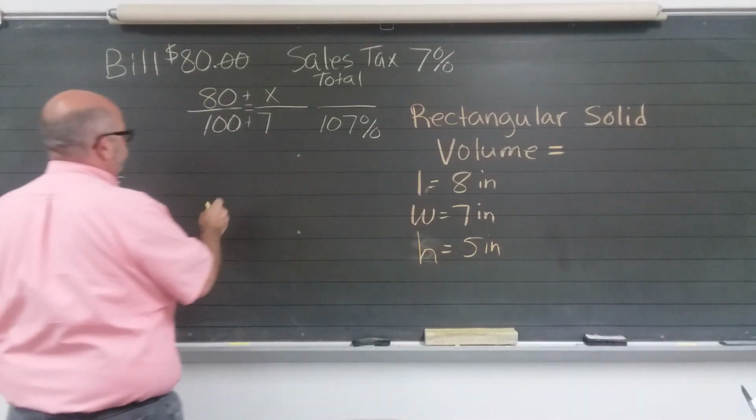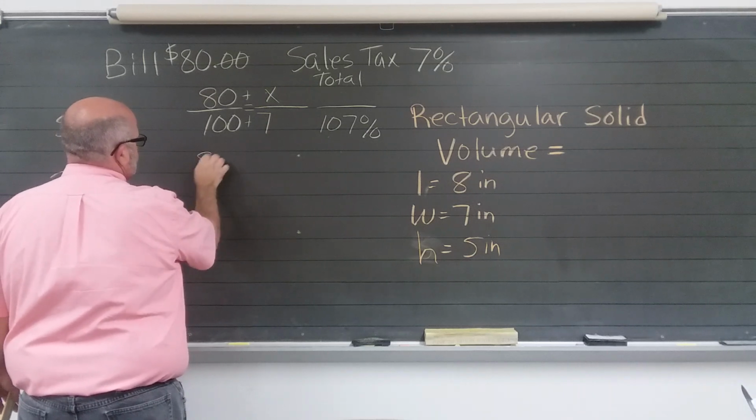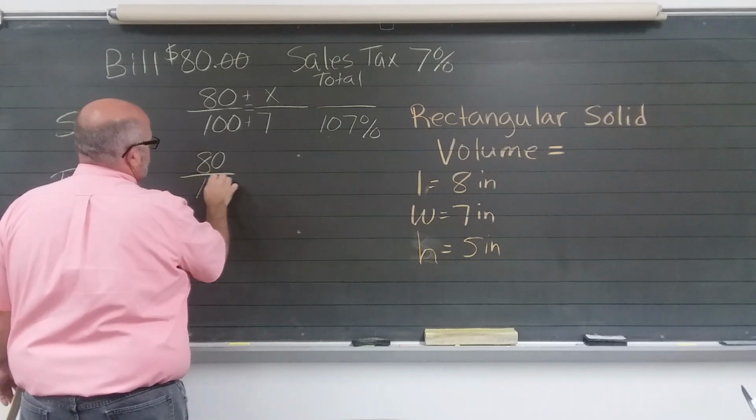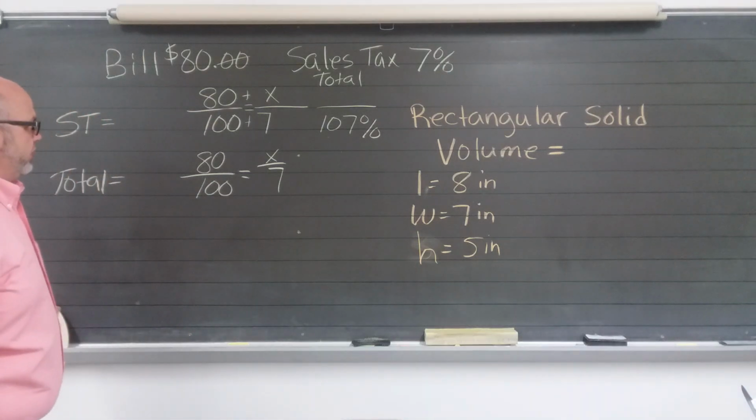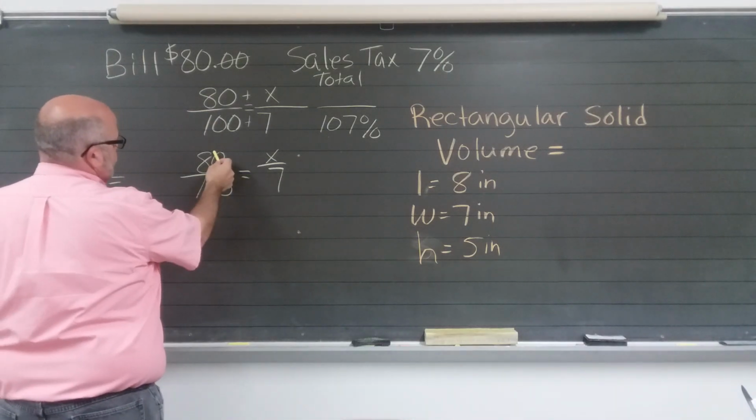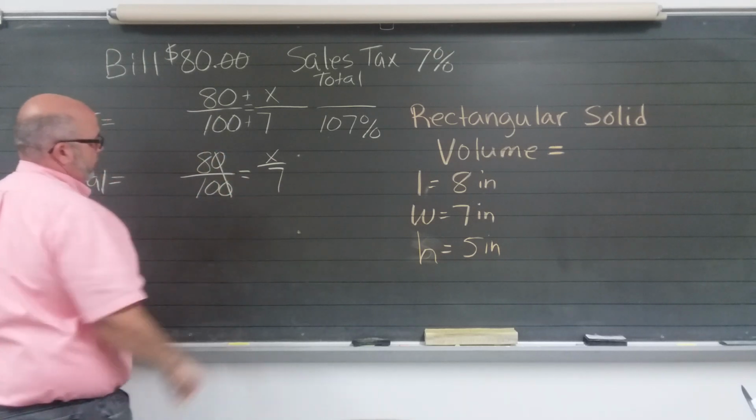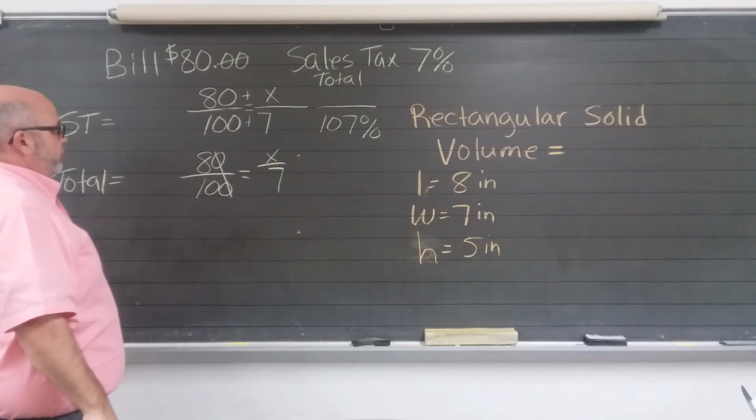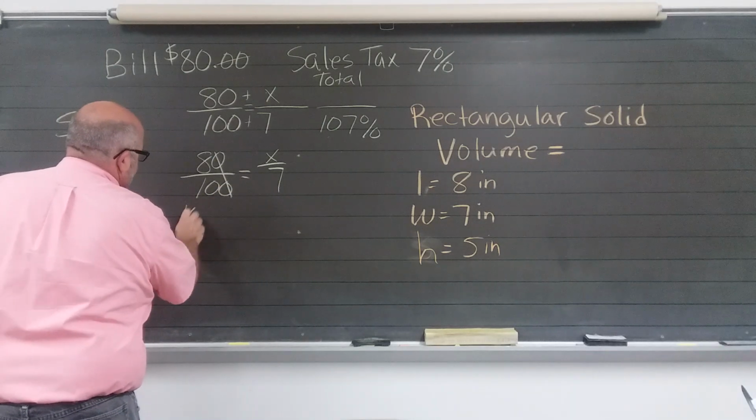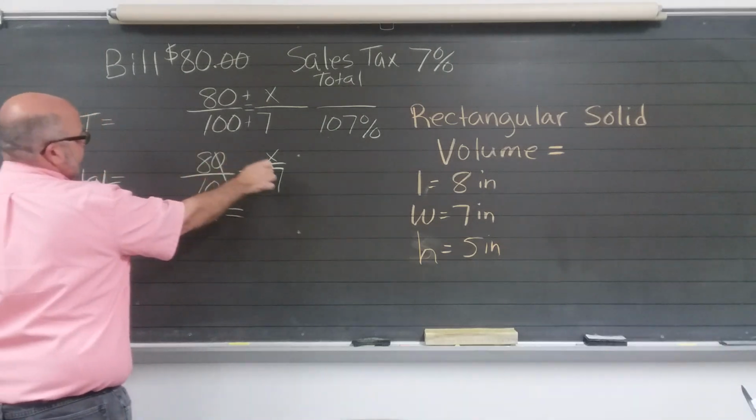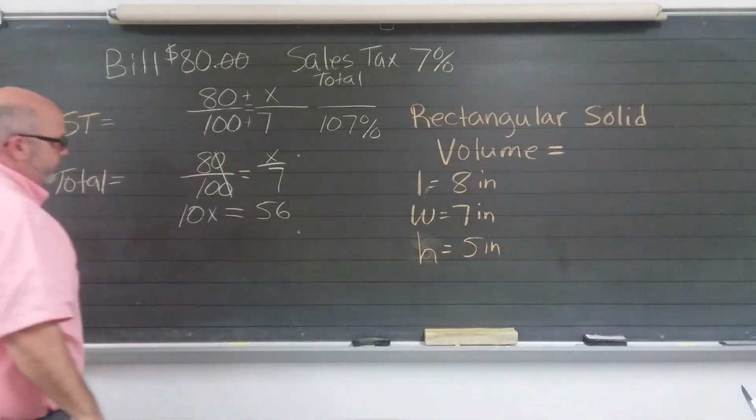So let's work it. 80 over 100 equals X over 7. Now one thing you can do with these, if you want to, you can get rid of stuff. You can even reduce it to lowest terms, but let's just get rid of 1 zero on each one. If you have zeros to get rid of, you can reduce it to lowest terms. So your proportion is 10x equals 8 times 7. Remember, 8 times 7. What's 8 times 7? 56. Right?